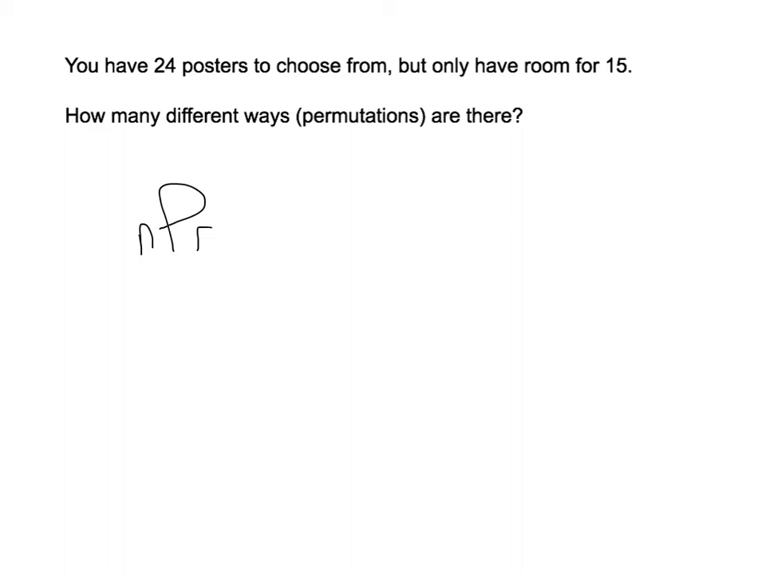So here's the deal. Remember, n stands for our number of options we have. So how many options do we have? Well, it says we have 24 posters. That's great. So I'm going to put 24 down there, big P, and then my r. Again, my r is restriction. Am I restricted in any way? Yeah, but only have room for 15. I'm limited to 15.